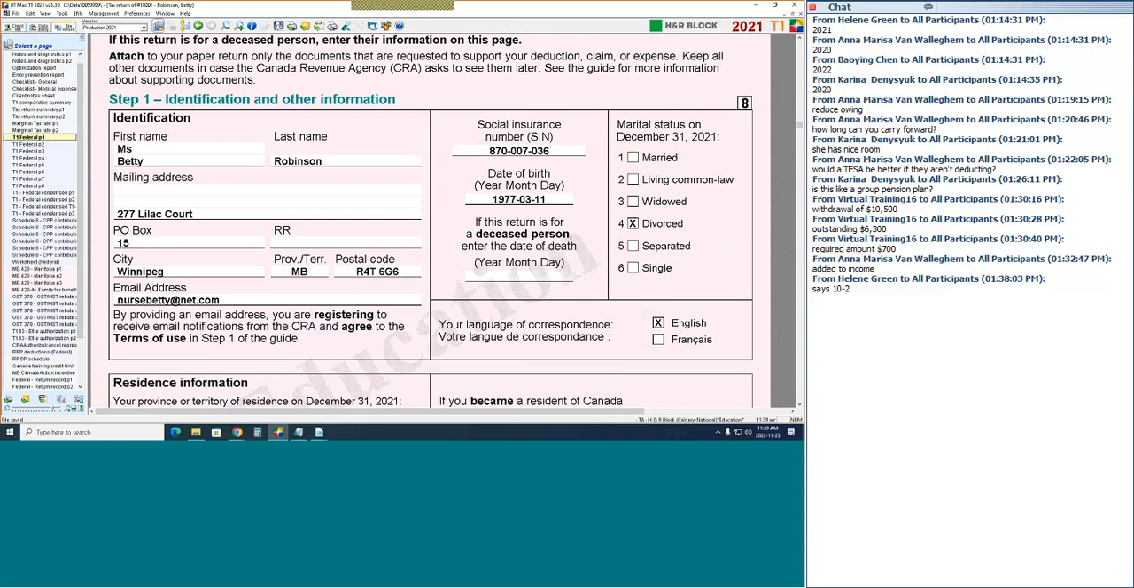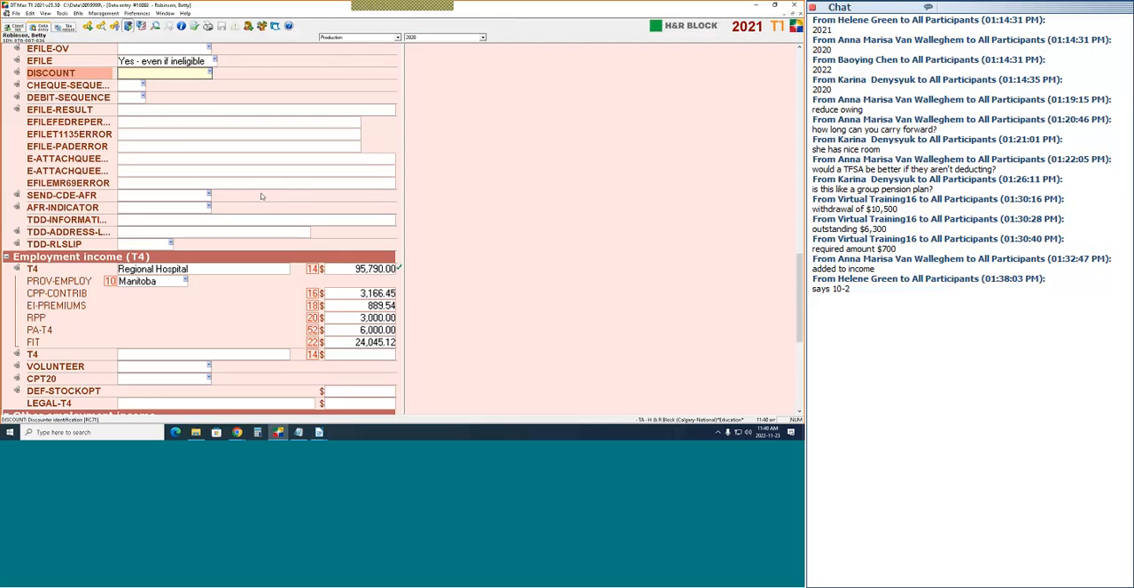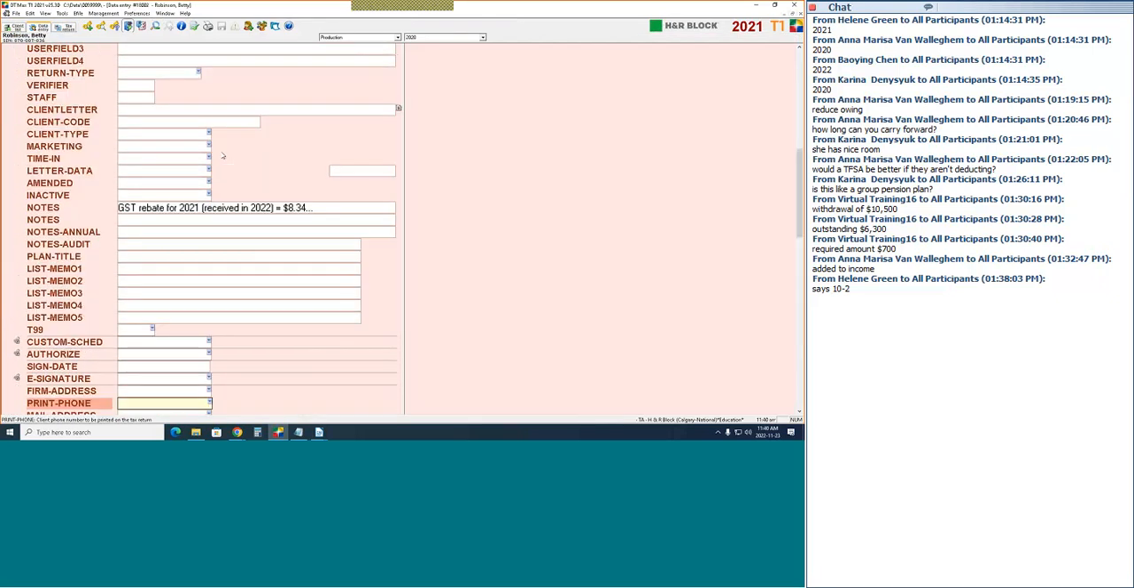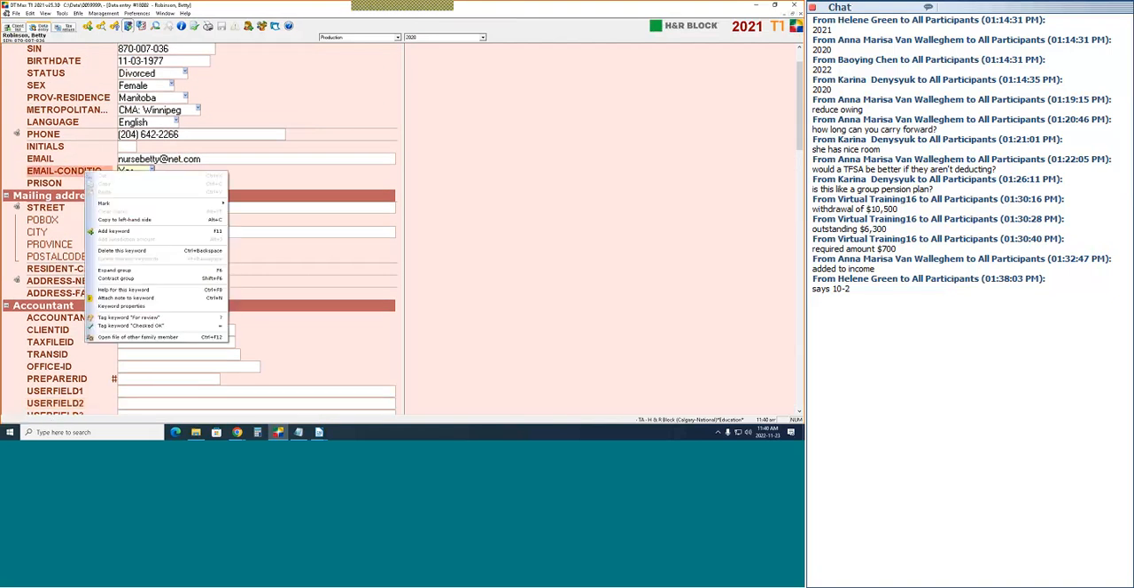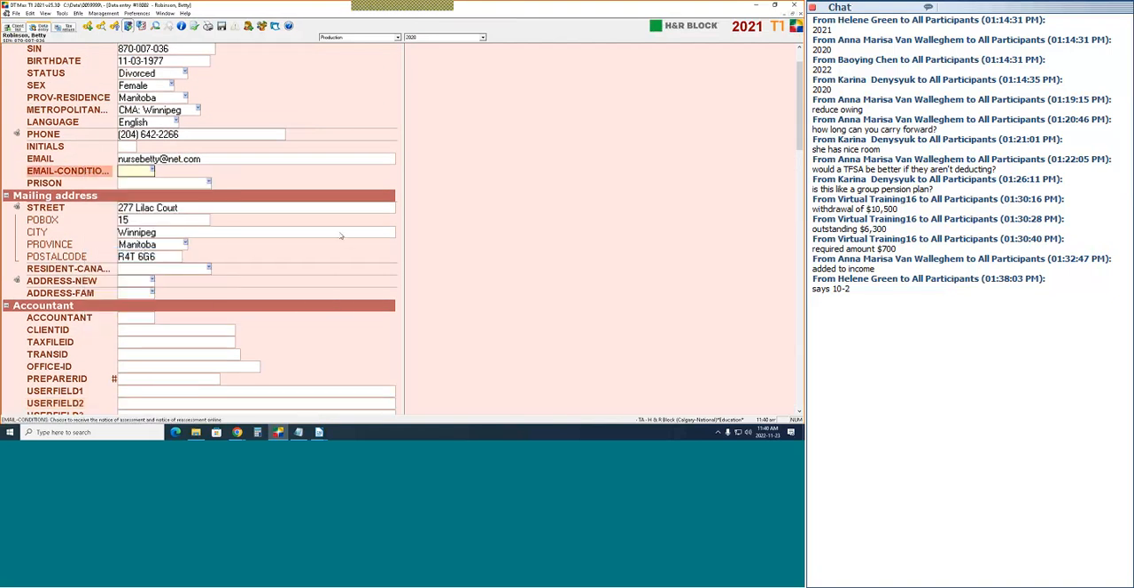But what do I do if she signed up for it last year? If she signed up for it last year, I don't want to say yes, because that would mean that she is signing up again. And you don't want to sign up again. If she's already registered, you want to leave it the way it was.